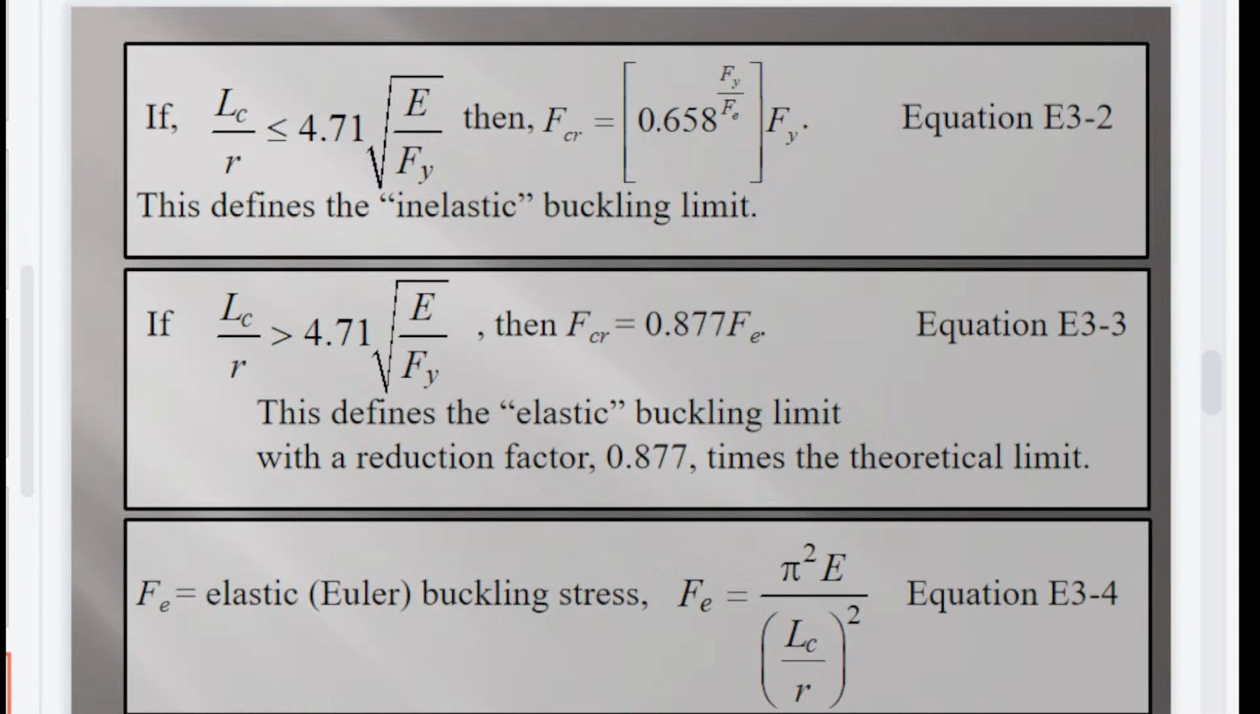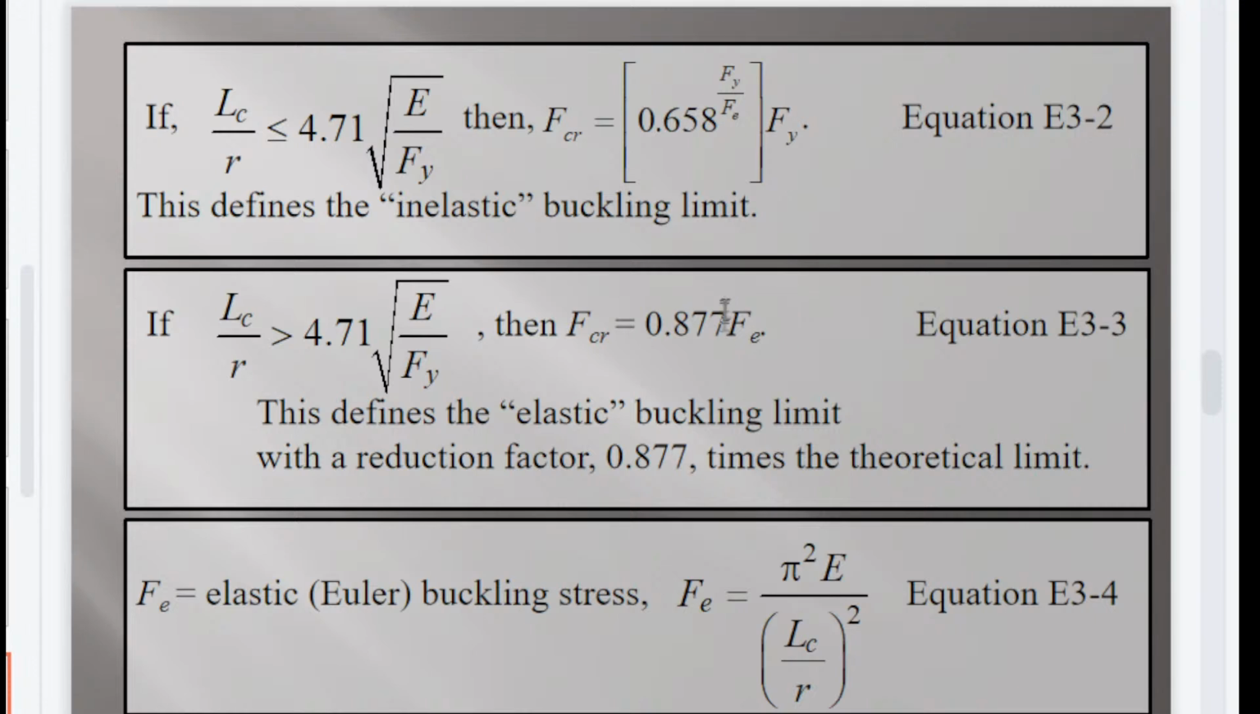Then for equation 3, if Lc over r is greater than 4.71 square root of E over Fy, then the Fcr would be different: 0.877 Fe. So simpler. I think this is also non-slender, but the slenderness ratio is a little bit higher here. This defines the elastic buckling limit, with a reduction factor 0.877 times the theoretical limit.